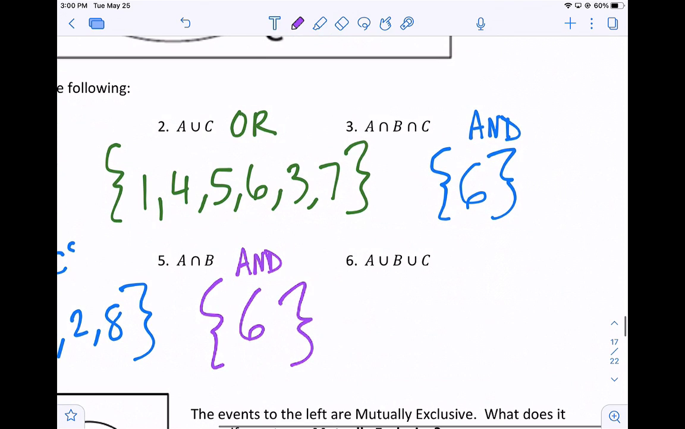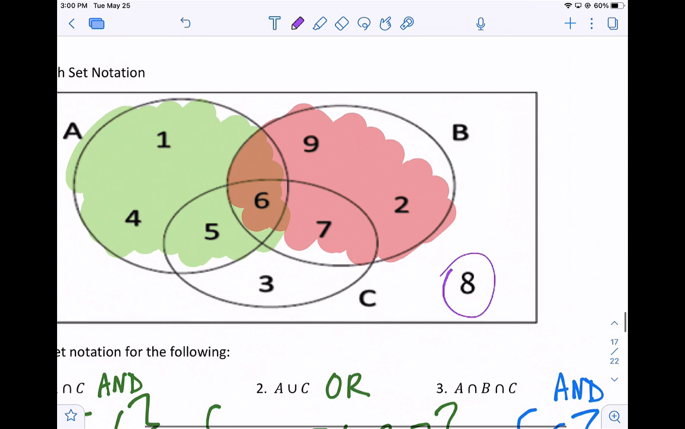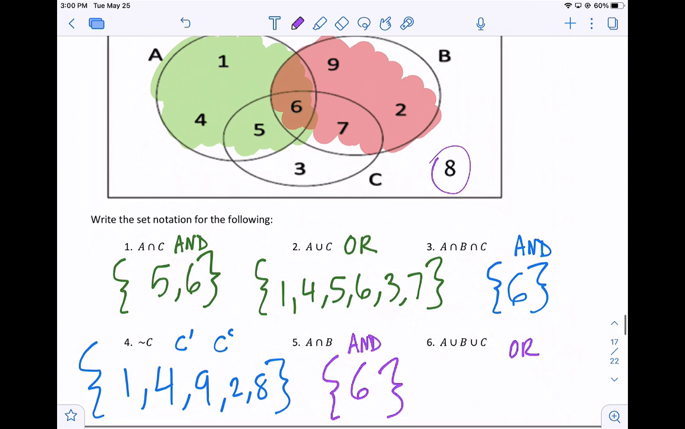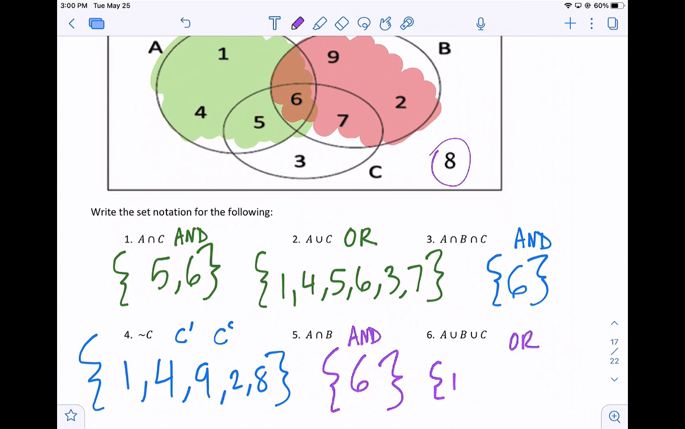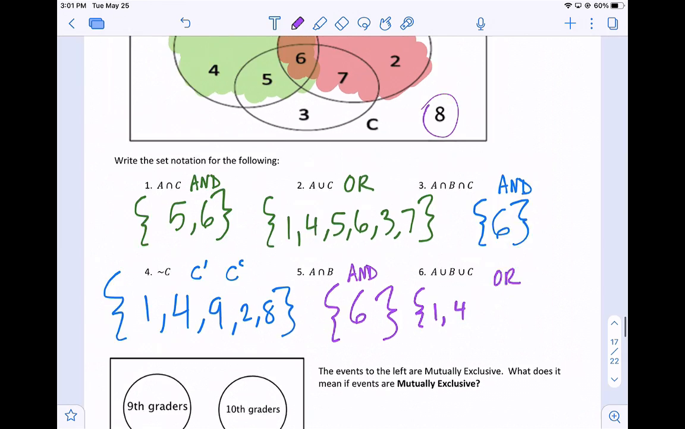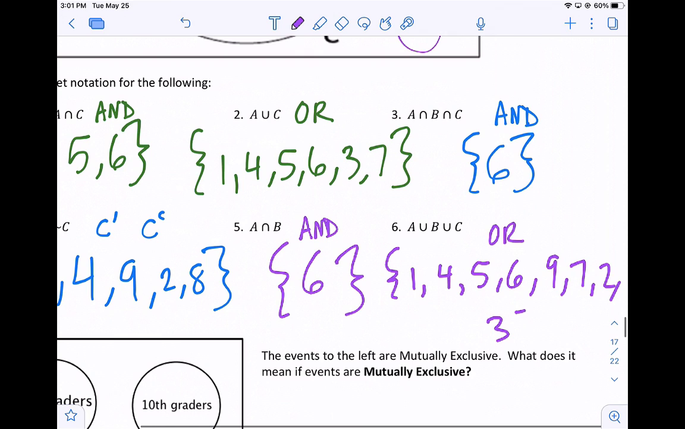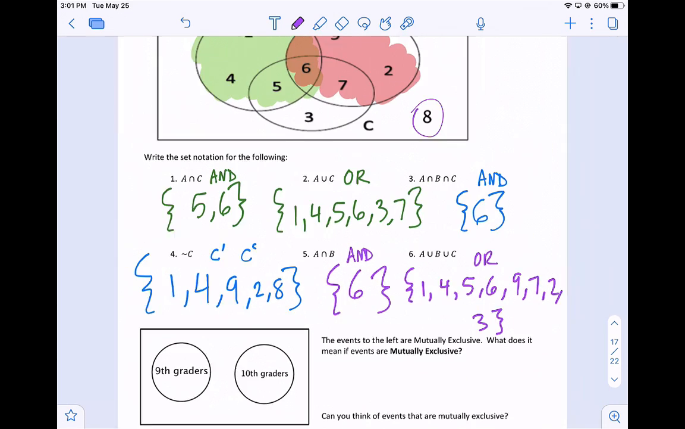And the last one, what's A or B or C? And or is everything. So it's going to be everything except 8 right there. So 8's the only one not inside those, so it's going to be everything but 8. So that would be a 1, a 4, a 5, a 6, 9, 7, 2, and 3. All right, so or means everything.